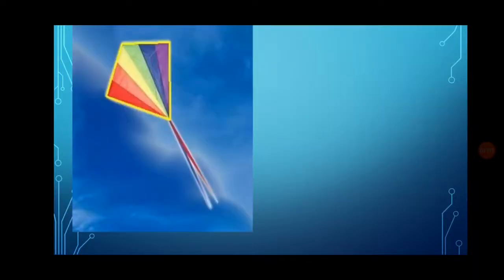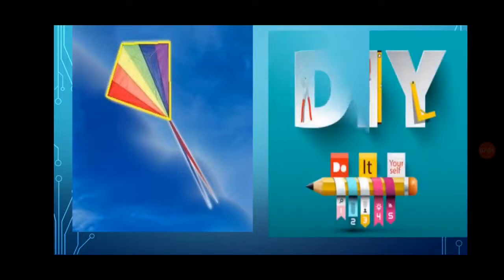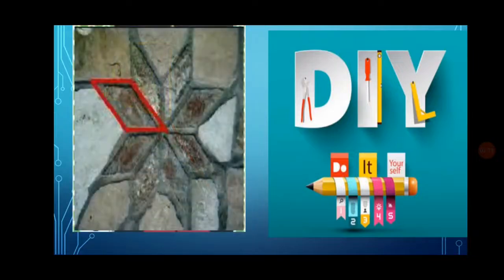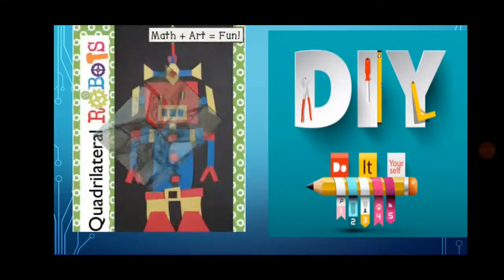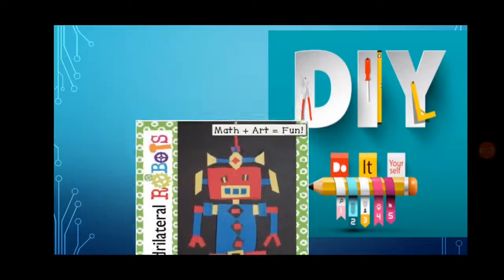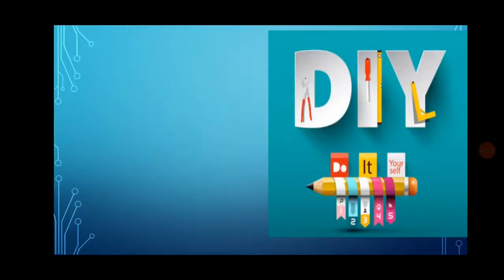Now it's your work. Try to do this yourself. You have to find out any quadrilateral in your daily life. Either it may be a kite or a pattern in your house or any robot. You can make a simple robot like this. Just find out any quadrilateral, and check this theorem. Measure it using protractor and ruler and check whether it is a parallelogram or not.